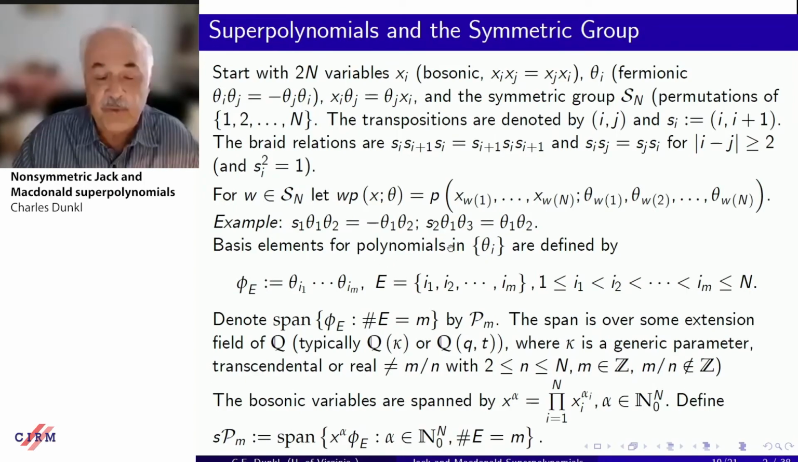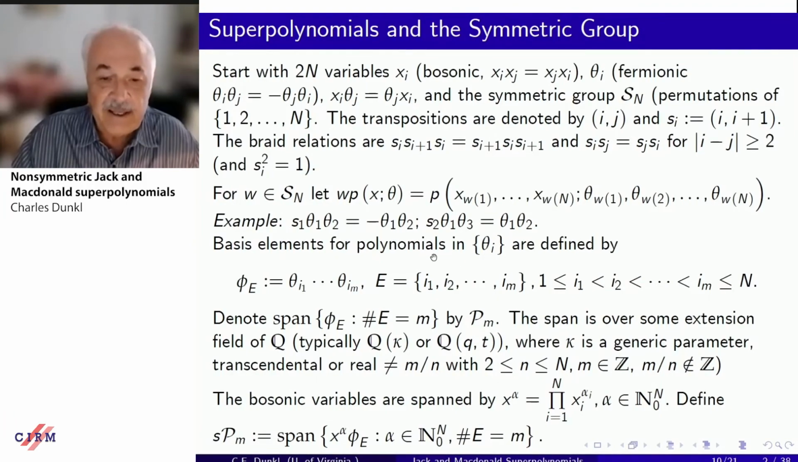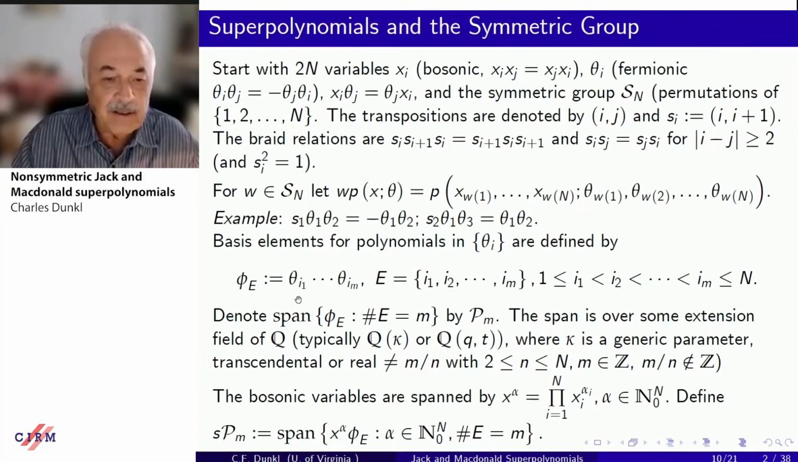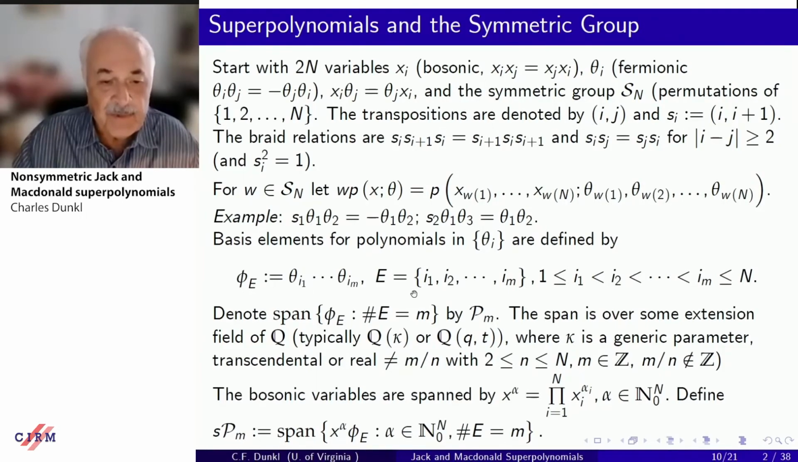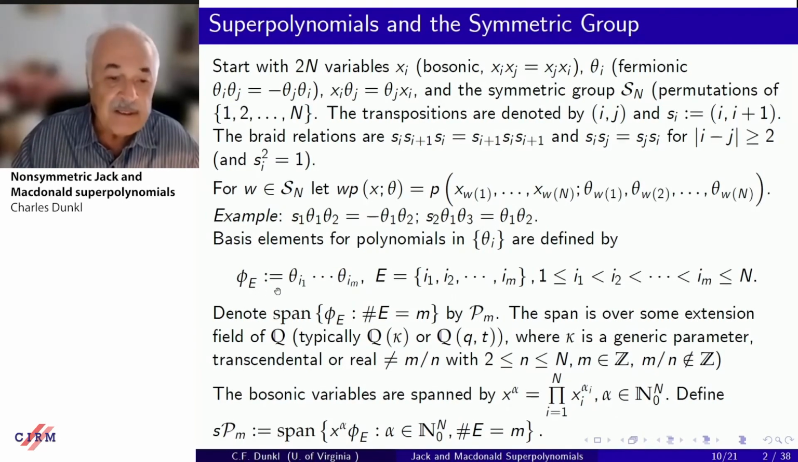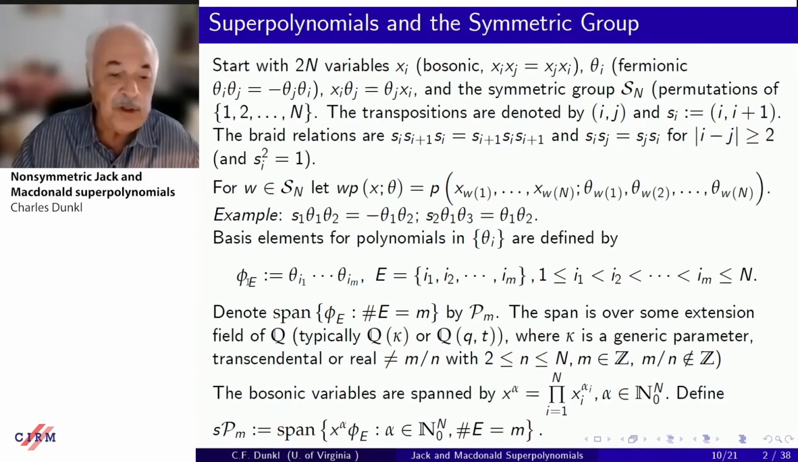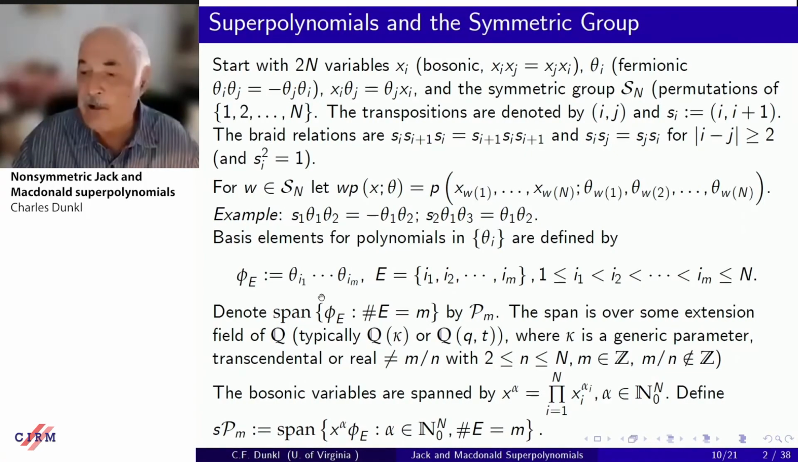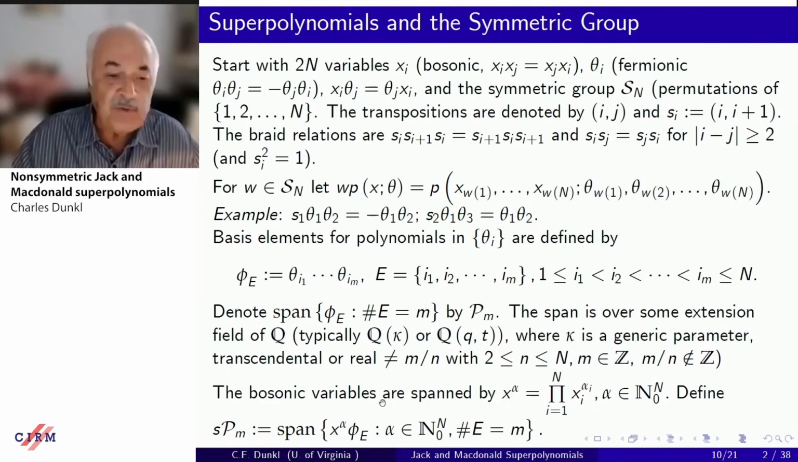We need a basis for polynomials in theta. They will be indexed by sets. We write them in increasing order. So for a set E with m elements, this is the polynomial phi_E. The span of all these polynomials where the cardinality of the set is m is called P_m. The span is over some extension field of Q. We only need one parameter here, kappa, or maybe later on t. Kappa is generic, so we avoid fractions whose denominator is between 2 and capital N.